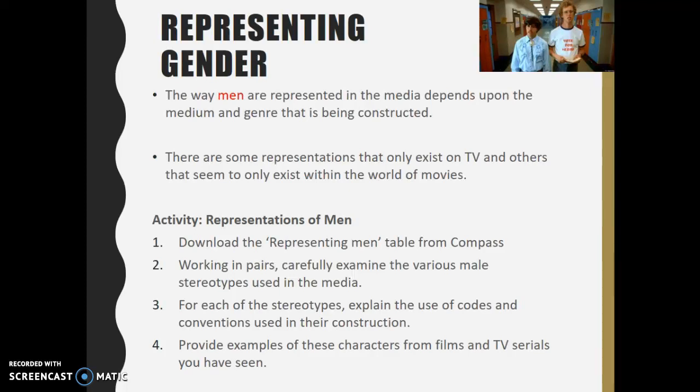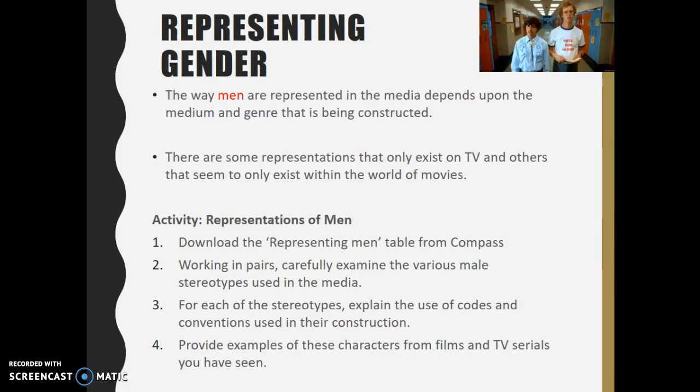Working in pairs, carefully examine the various male stereotypes used in the media. For each of the stereotypes, explain the use of codes and conventions used in their construction and provide examples of these characters from films and television series that you have seen. The first one, which is a tradie, has been done for you. Then the others are hopeless husband or boyfriend, action hero, evil villain, father figure, the nerd, and the businessman.